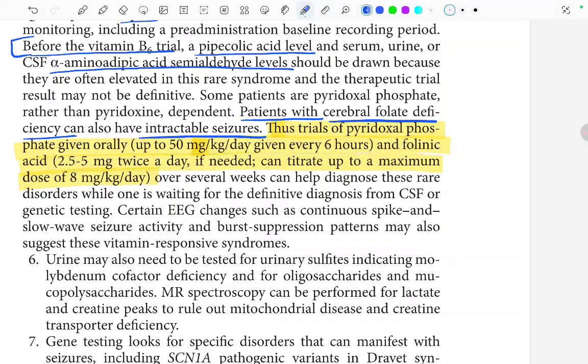Certain EEG changes, such as continuous spike and slow wave seizure activity and burst suppression patterns, may also suggest these vitamin responsive syndromes. What will be seen in this vitamin responsive syndrome? There will be burst suppression patterns.